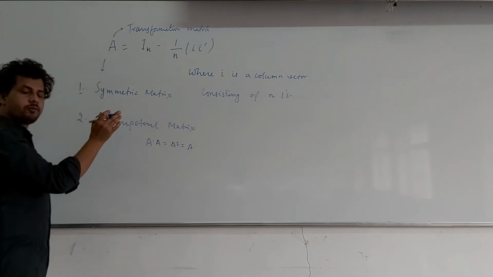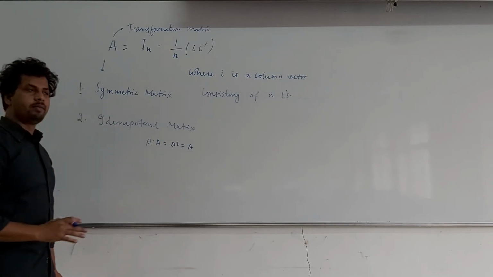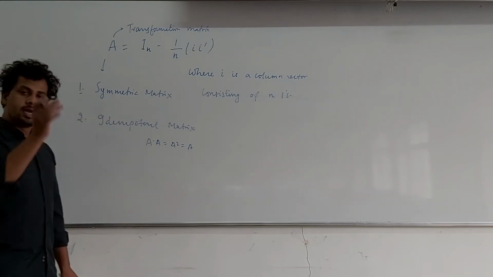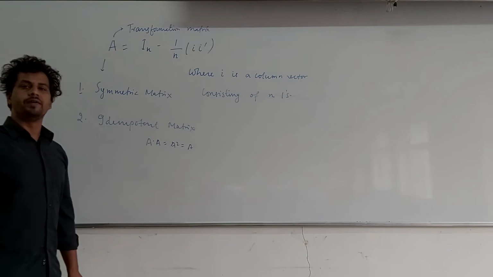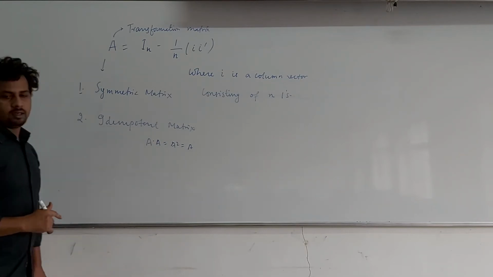Why is it called a transformation matrix? Because when it gets pre-multiplied by a vector of observations, it transforms that vector of observations into deviation form. Remember this. Okay.